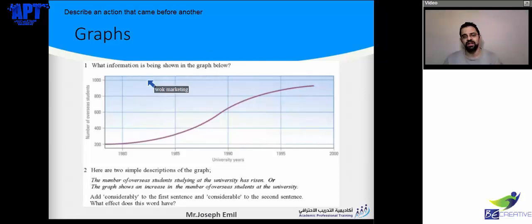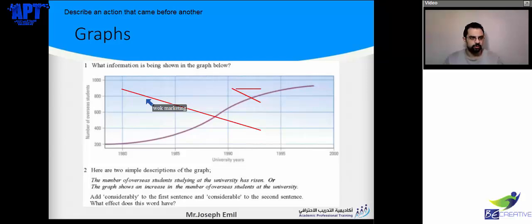So try and say the information in this graph quickly. What information is being shown in the graph below? It shows an increase in the number of students. Maybe this is the first observation you can and must do. So this graph shows an increase in the number of overseas students studying in a university somewhere. I'm not sure where that university is. Anyway, the graph shows an increase in the number of overseas students at the university.